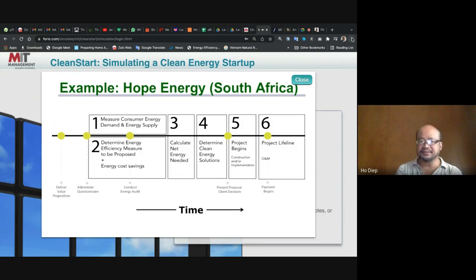This takes a long time, from the first initial contact, delivering the value proposition, administering questionnaires for the potential customer to find out what their situation is and what their needs are, doing an energy audit, then coming up with the energy solution that they propose, and finally getting a proposal decision by the client. And then even after that, only after that, does revenue begin to flow into the company. This is pretty typical, and it means that there's a long sales cycle that you're going to have to deal with, putting that sales effort out into the field, moving potential customers through this process until they make the decision, hopefully, to become your customer.